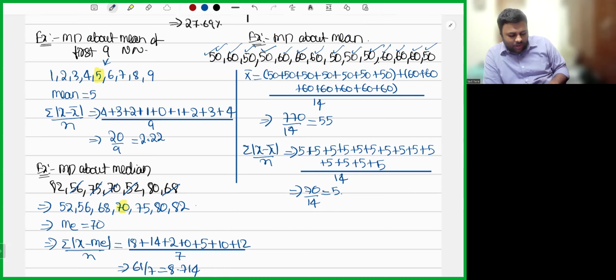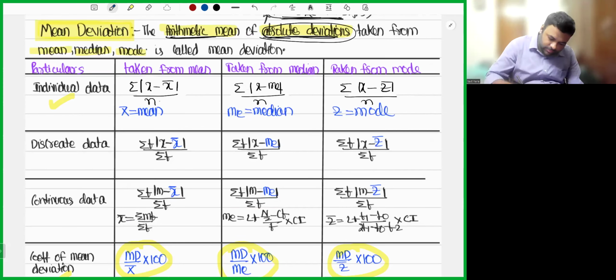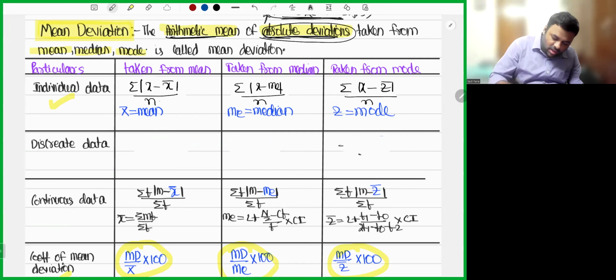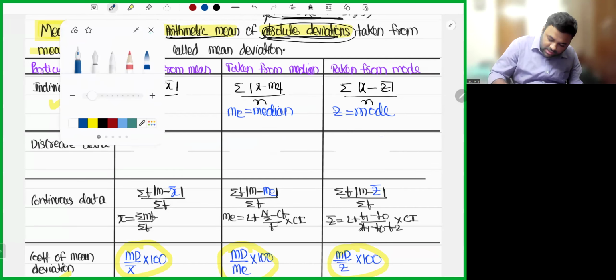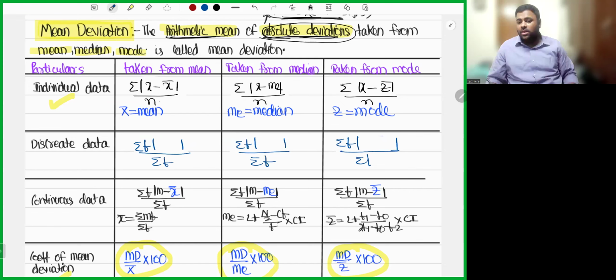See, in this, what is the formula for the mean of discrete data? I hope you remember. The mean of discrete data formula is summation of f into x, whole divided by summation of f. But here, don't cancel summation of f and summation of f. That's nonsense. Sigma is there, you can't cancel like that.